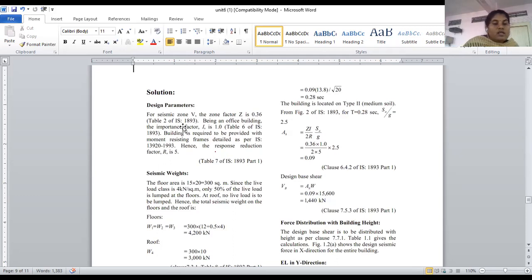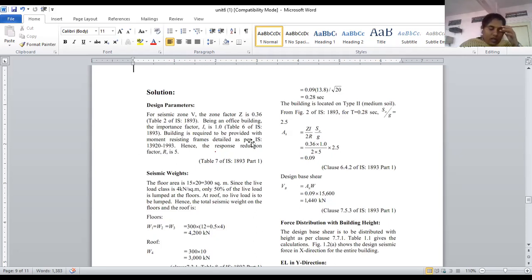Okay, so write down: for seismic zone 5, the zone factor Z is 0.36. In brackets, write: refer Table number 2, IS 1893.